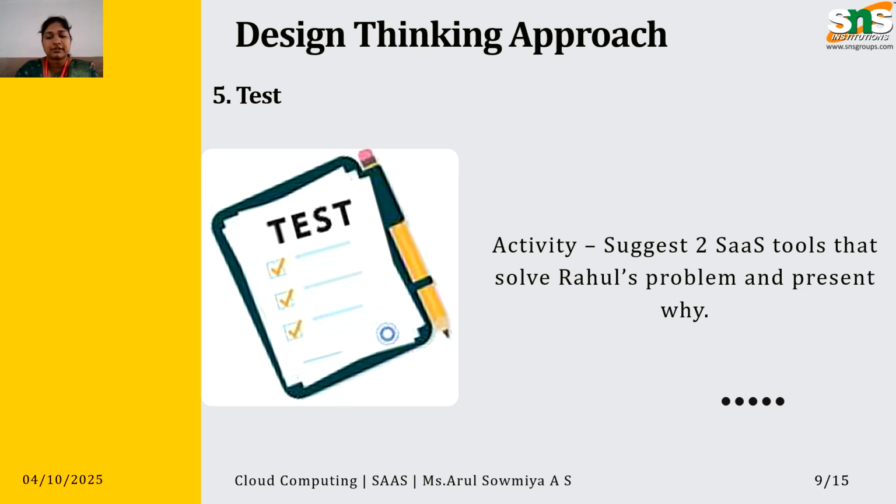Test the process in the sense, we have to suggest two SaaS tools that solve Rahul's problem and present the why. So here we are going to see what all Rahul's problems and the five phases he has faced to complete this solution. So it suggests the SaaS tools such as collaborating the process or communicating with the ERP board.